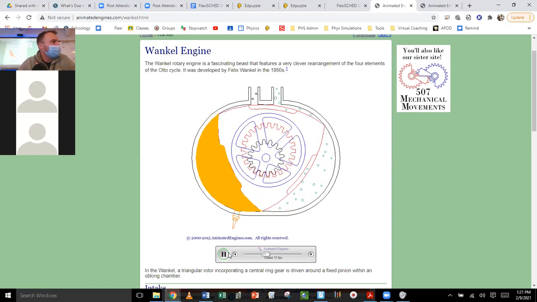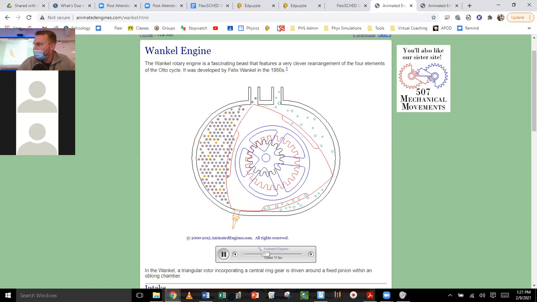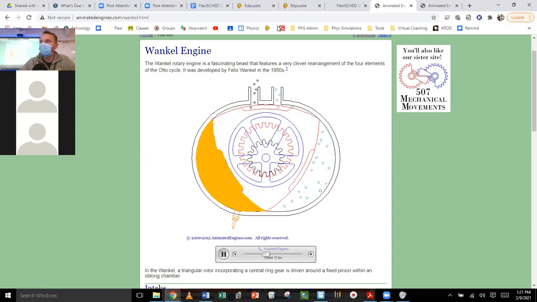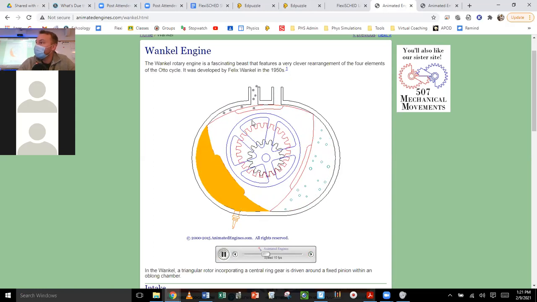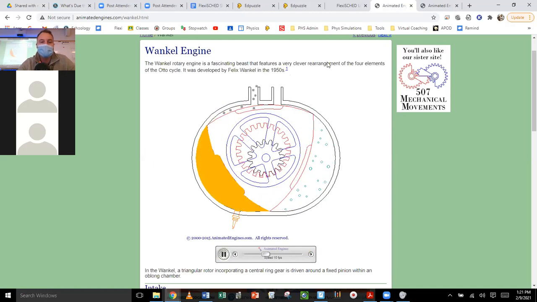Suck, squeeze, bang, blow. It sucks in air, squeezes it together, bang, you ignite it, and it blows it out the exhaust. Intake, compression, ignition, and exhaust, and then it repeats itself. So it's this loop that keeps looping, and there is no defined starting point. There's no defined ending point. Where you start is where you start.